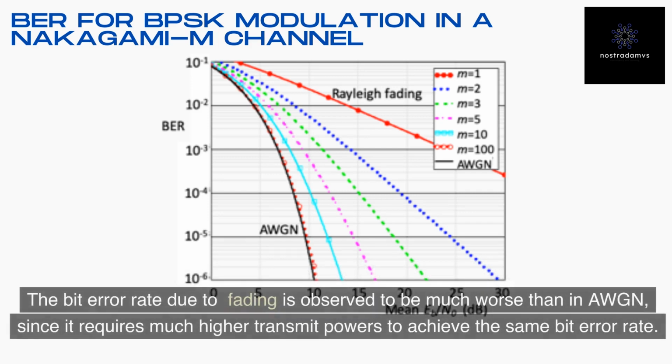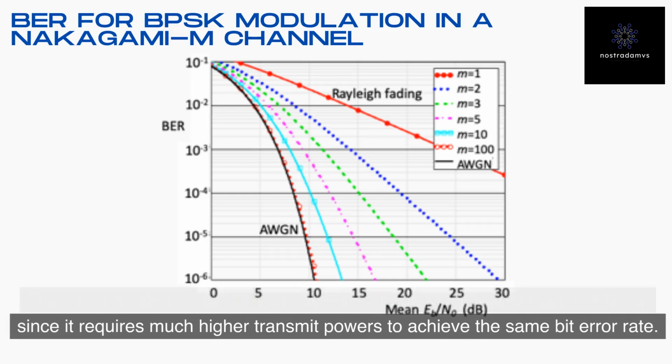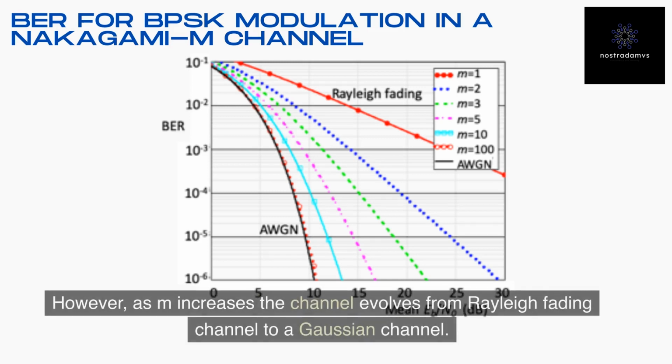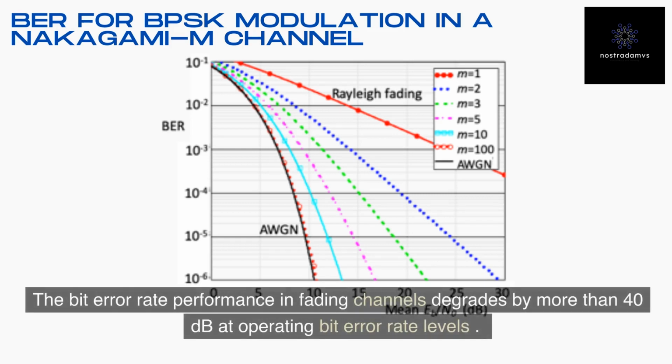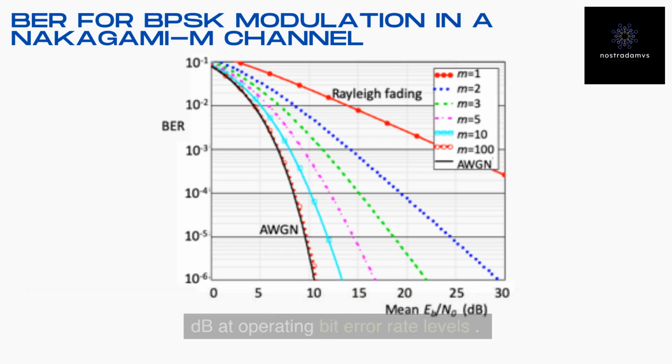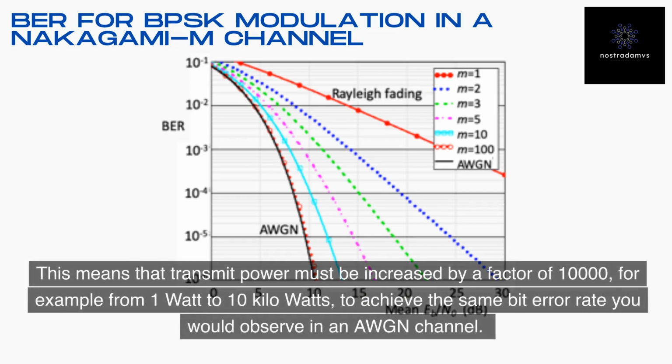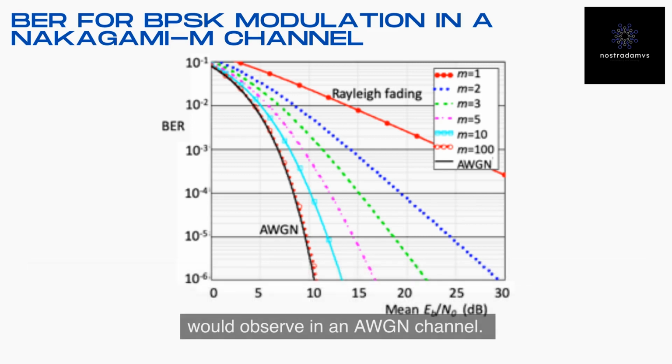The bit error rate due to fading is observed to be much worse than in AWGN, since it requires much higher transmit powers to achieve the same bit error rate. However, as m increases, the channel evolves from Rayleigh fading channel to a Gaussian channel. The bit error rate performance in fading channels degrades by more than 40 decibels at operating bit error rate levels. This means that transmit power must be increased by a factor of 10,000, for example from 1 watt to 10 kilowatts, to achieve the same bit error rate you would observe in an AWGN channel.